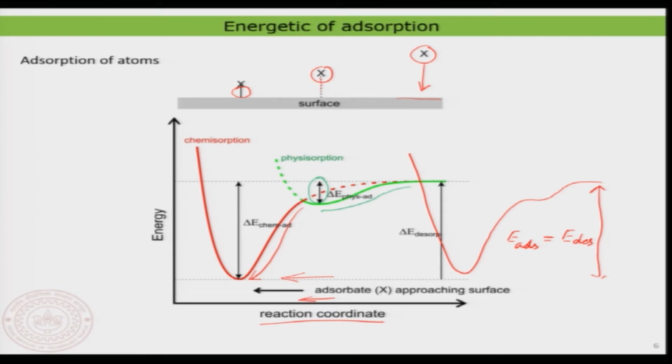Because once the system is adsorbed, there is a gain in energy, and a gain in energy is always indicated by a negative sign. So, the adsorption energy is basically a negative quantity. And if you want to remove the atom from the surface, you have to put in that much amount of energy. So, therefore, normally the desorption energy is counted as a positive quantity. Good. So, that is basically the general energetics of an atom adsorbing onto the surface.